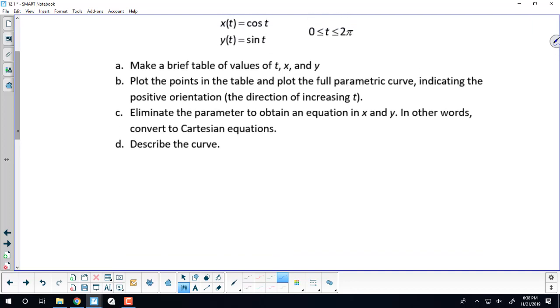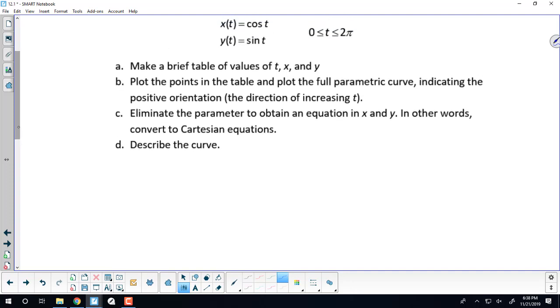Sometimes it's tedious, sometimes it's not so difficult, but when we do have a parametric representation, it is possible to eliminate the parameter t, so we just have x's and y's, or translate it back into a more familiar setting.